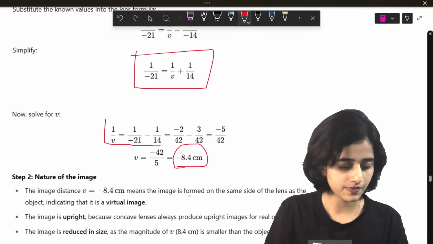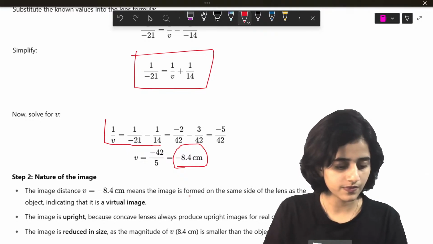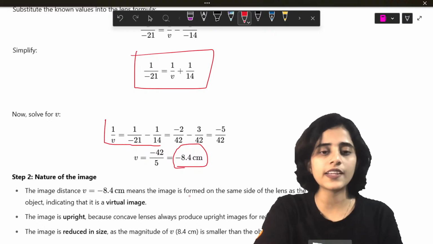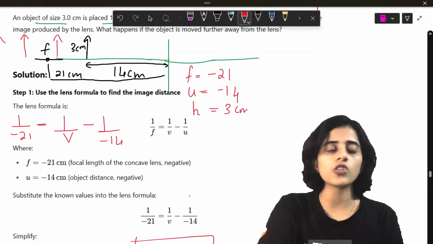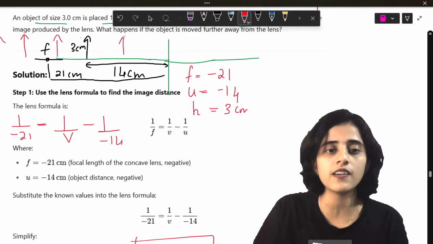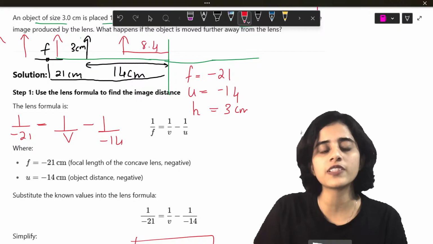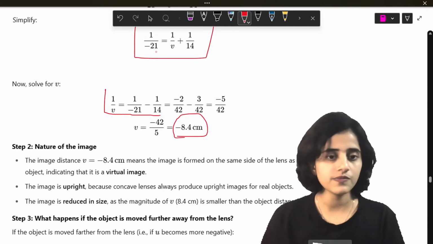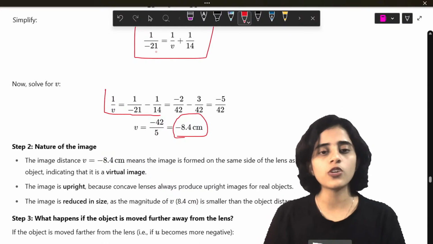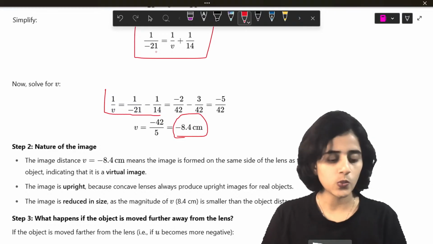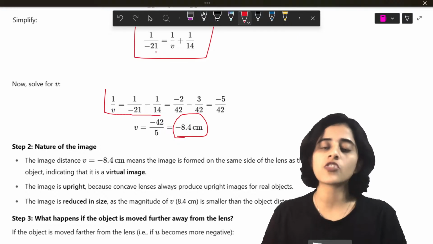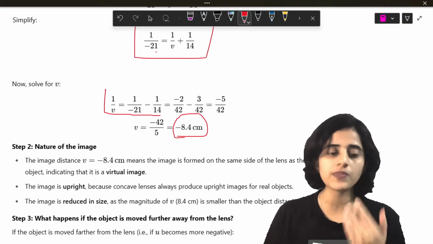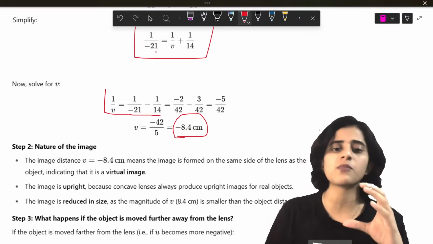Are you all getting v as minus 8.4? So the image is going to be somewhere here. Minus 8.4 means obviously in front of the lens. So that's where the image will be. So what all can we say from this? We can say that the image is on the same side as the object. That means it's going to be a virtual image. It's going to be upright and it's going to be smaller.